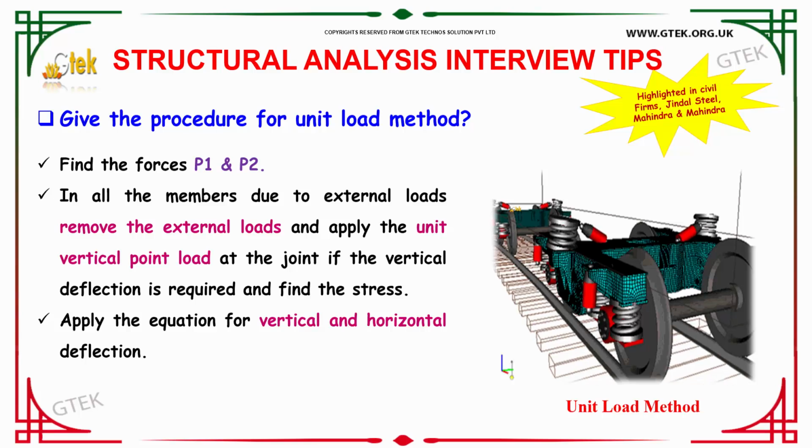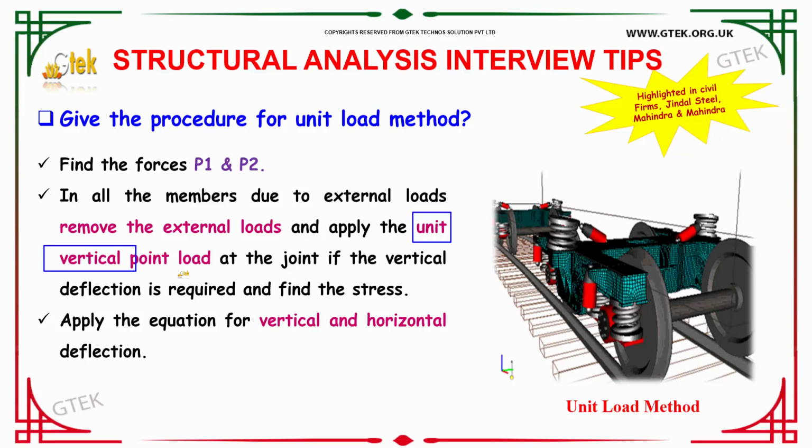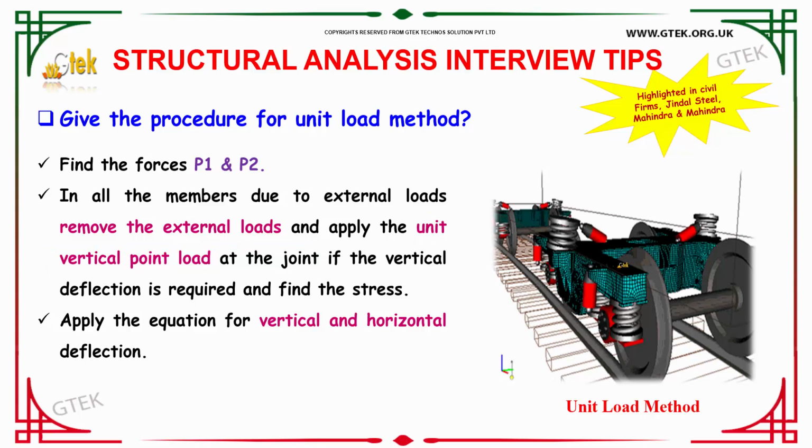Our next question is, give the procedure for unit load method. To find the unit load method, we have to follow the procedure as first, you have to find the forces P1 and P2 in all the members due to external loads. You have to remove the external loads, and then you have to apply a unit vertical point load at the joint. If the vertical deflection is required, then you have to apply unit vertical point load, and then you have to find the stress. So apply the equation for vertical and horizontal deflection. By doing this, you can apply your unit load method.